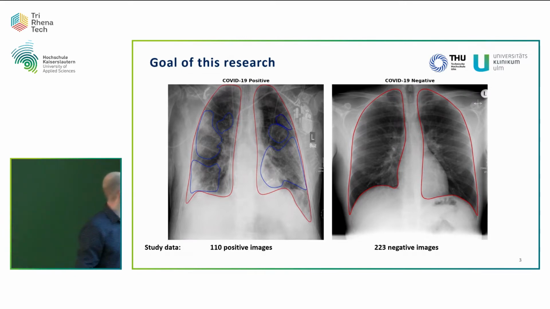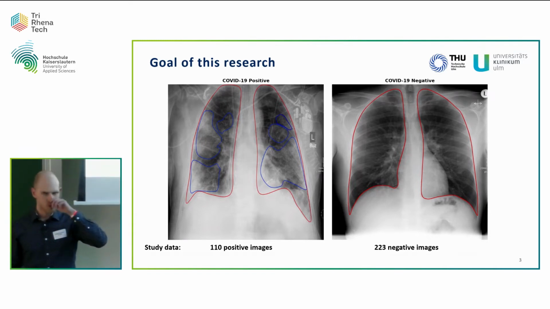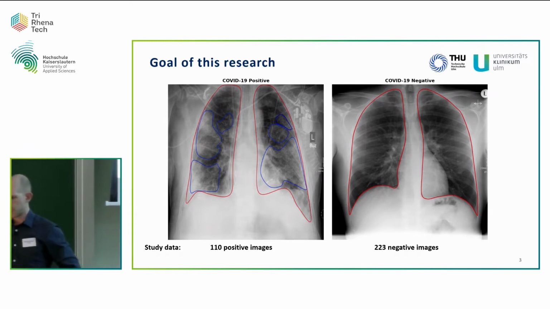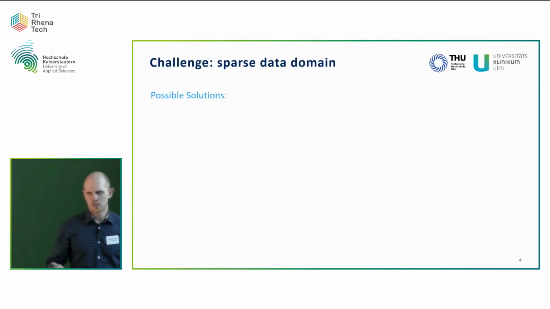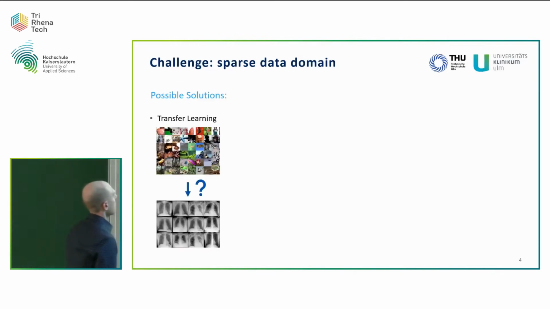And the second problem is, as you can see, the study data is very small. So we have 110 positive images and 223 negative ones. And for deep learning, this is basically nothing. So what did we do? There are some possible solutions to this sparse data domain, and you have all heard some of them. I'm just iterating through them real quick.